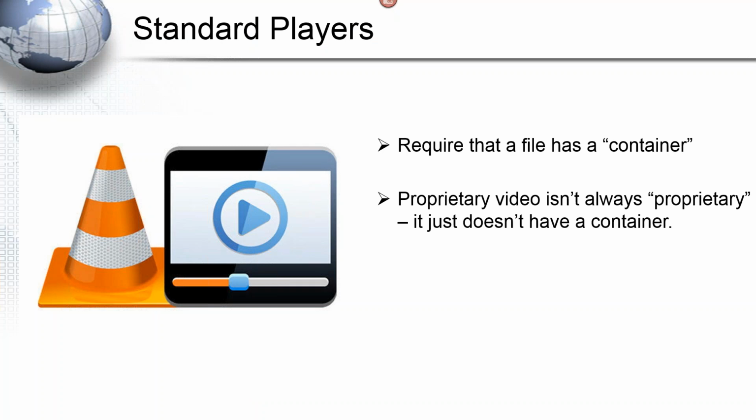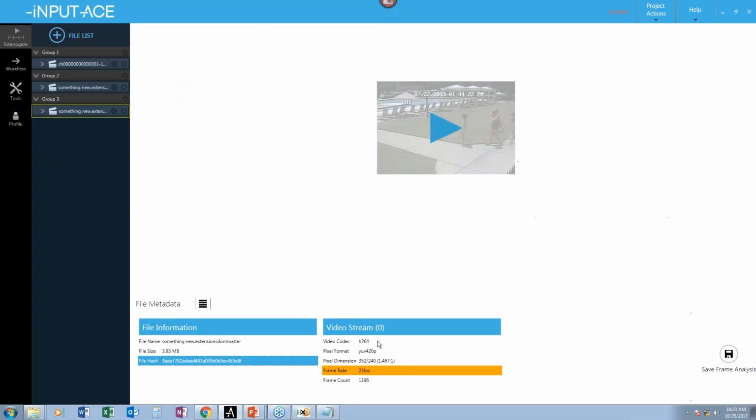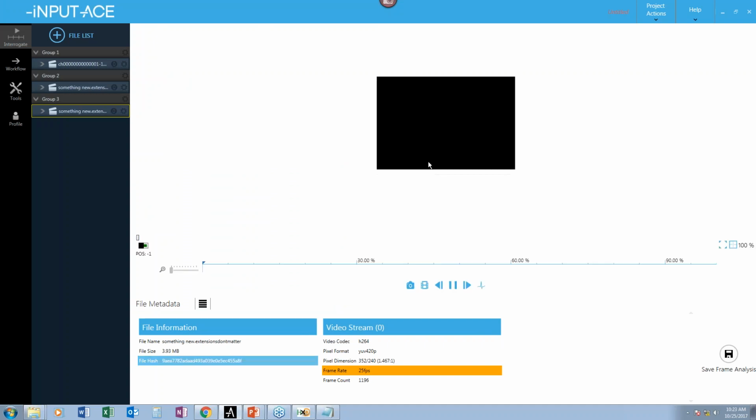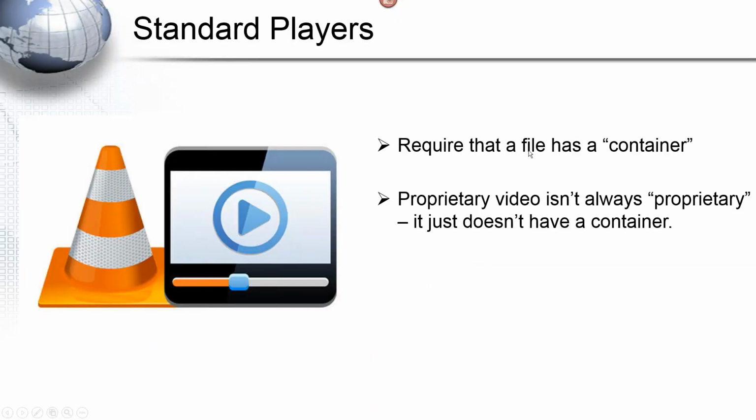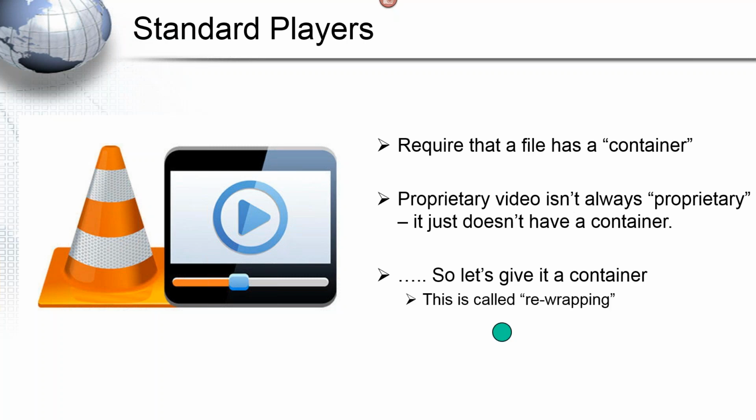So one quick takeaway here is that proprietary video isn't exactly always proprietary. It just doesn't have a container. So in the case of our .264 file, we can see that it is a common H.264 codec, and when iNPUT-ACE is reading it at that raw binary level, it's reading right through those 1s and 0s, interpreting them and displaying them on screen. But again, there is no container here, so we can't play this inside of a standard player. So what we can do in some cases is just simply give the file a container. So let's do this. Let's take that .264 file and let's put a container around it. That concept is called rewrapping.